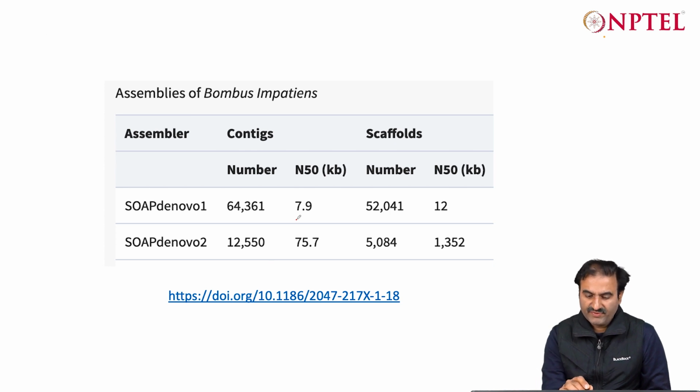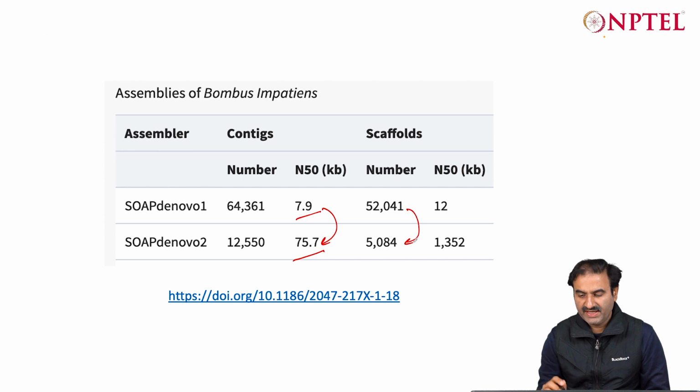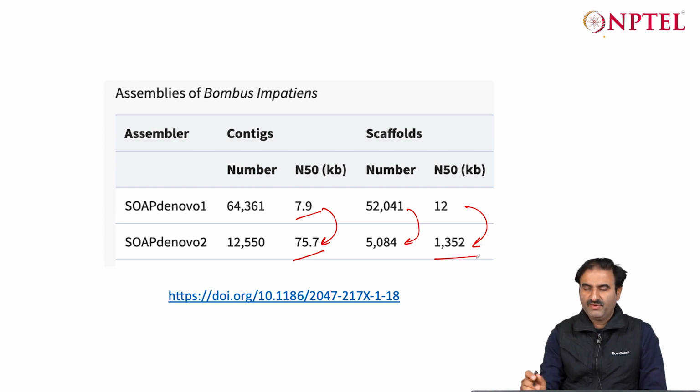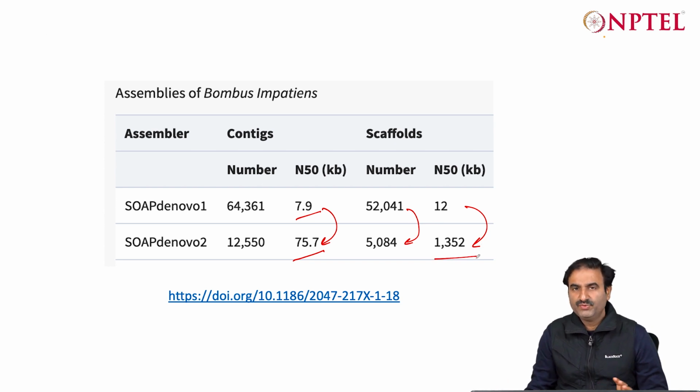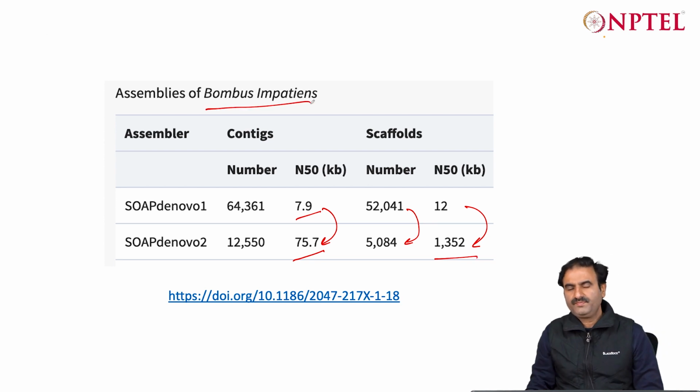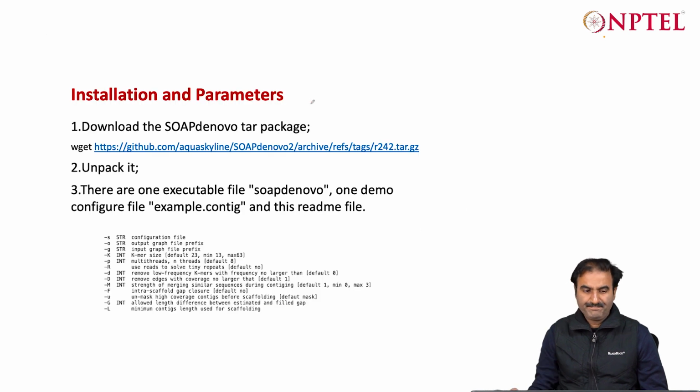So here the N50 for SOAPdenovo was 7.9 KB, whereas that improved almost 10 times in case of SOAPdenovo 2. Okay, the number of contigs decreased 10 times. Okay, and the N50 of scaffold was 1.3 KB, which is a huge advantage over the previous SOAPdenovo version. Okay, and this is on a sample genome, Bos impatiens, right?